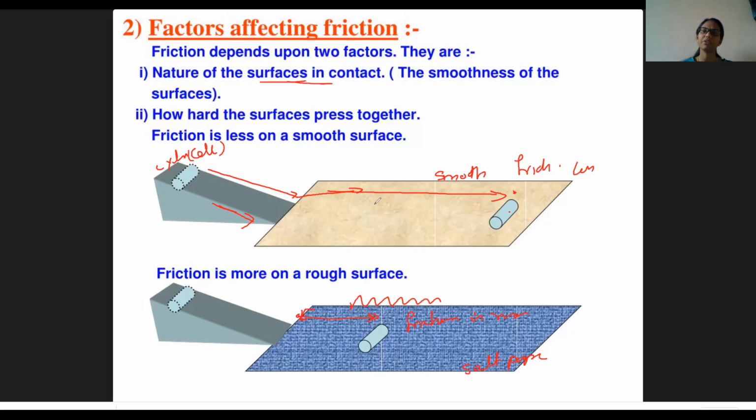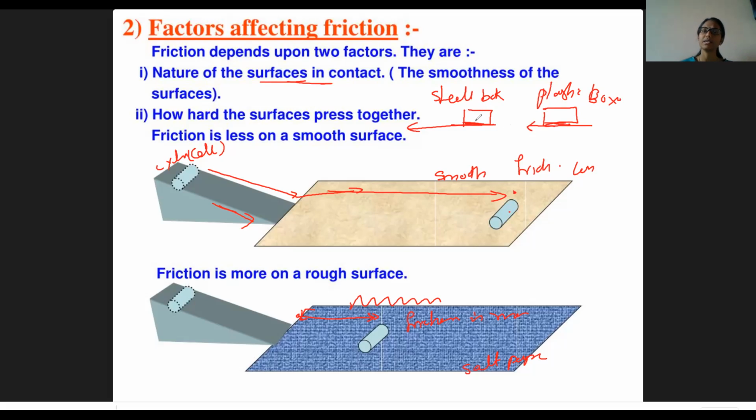Which surface the object is in contact with, based on that the friction will depend. Or you can take one steel box and one plastic box. Almost the surface of the steel box is smooth and the plastic box is also the same area and smooth. So if you slide both on the table, what will happen? The steel box will reach a longer distance, the plastic box reaches very little distance.